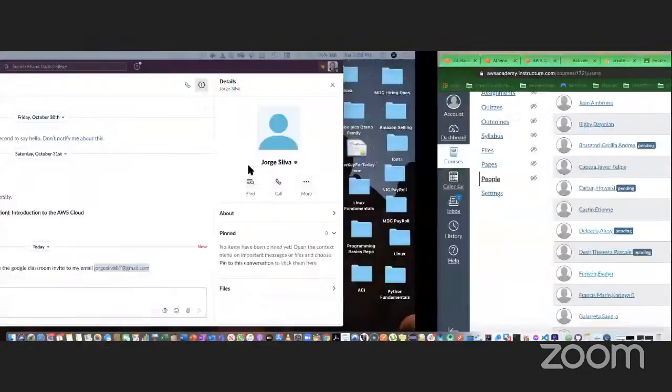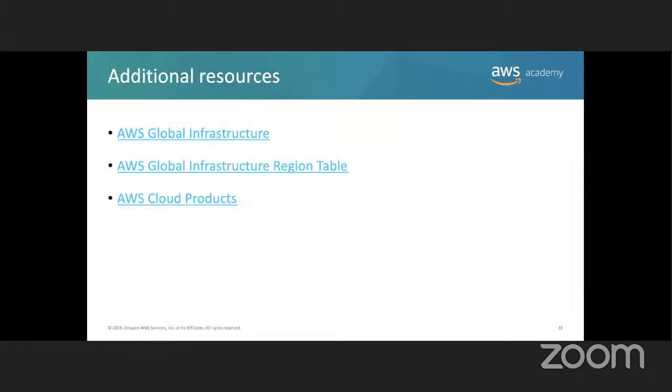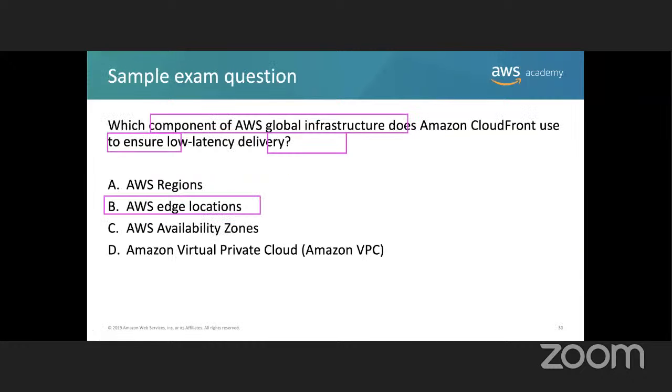Which inbox is this? So, guys, which component of the AWS Global Infrastructure does Amazon CloudFront use to ensure low latency delivery? Okay. Here we go. What's the answer for this one? B is edge locations. Makes sense, right? Okay. B is the answer, right? B as in boy. Oh, you said B? Oh, yes, yes. Okay, good.